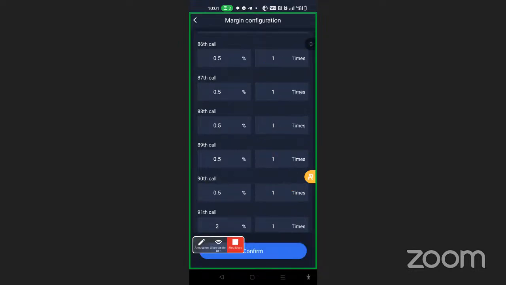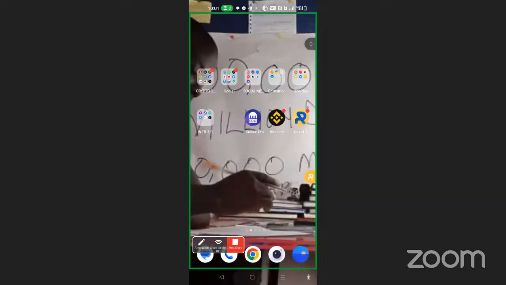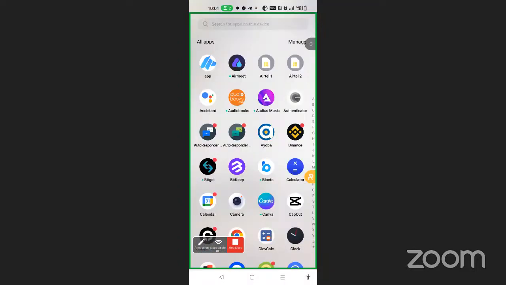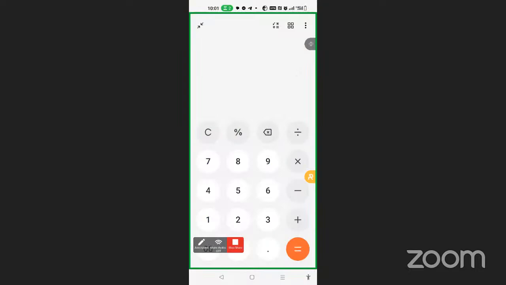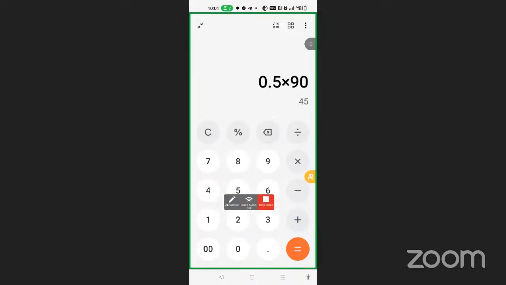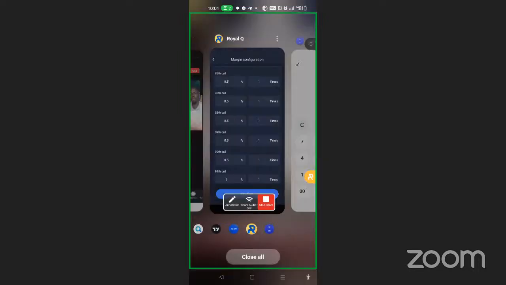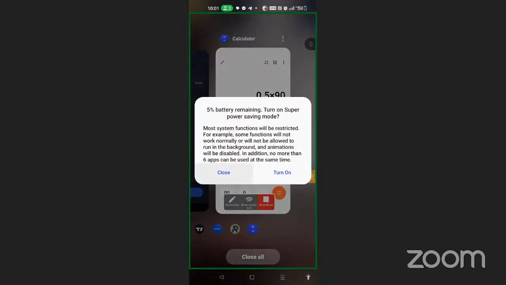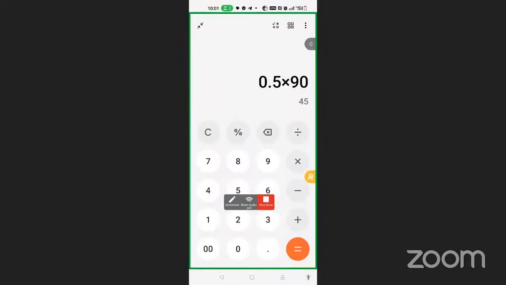So let me go to a calculator. You who asked me, I have this for you. Okay, so 0.5 times 90 times is a 45% drop. This is 45%. It means from the current price of this coin of YFI, once it drops 45%, my robot is buying. Whenever it rises by 1.3, my robot is selling.